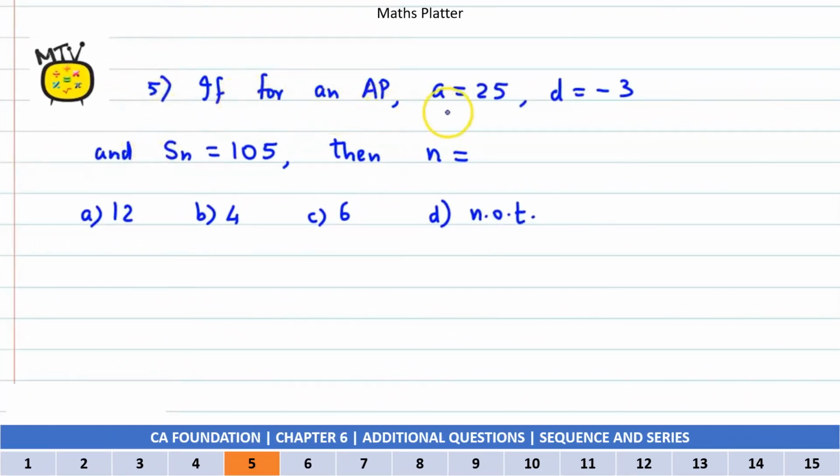For an AP, A, that is the first term, is 25, D, that is the common difference, is -3, and Sn, that is the sum of the first n terms, is 105. Then n, the number of terms, is... So again we will use the Sn formula for an AP, which is n upon 2 into 2A plus (n minus 1) into D.